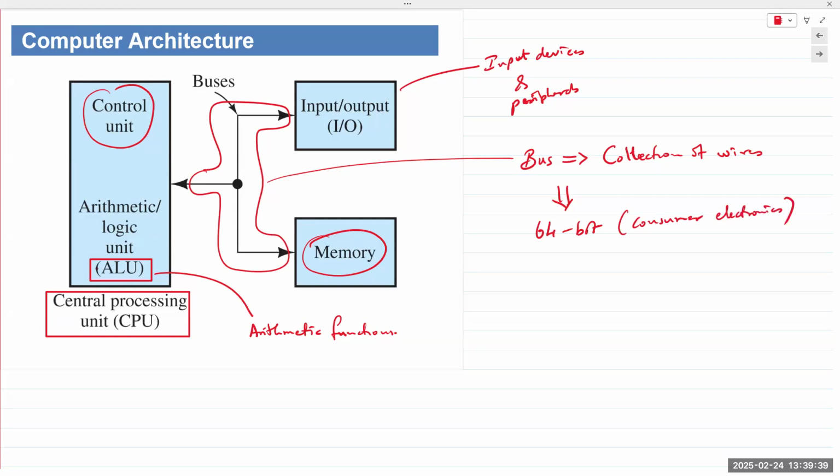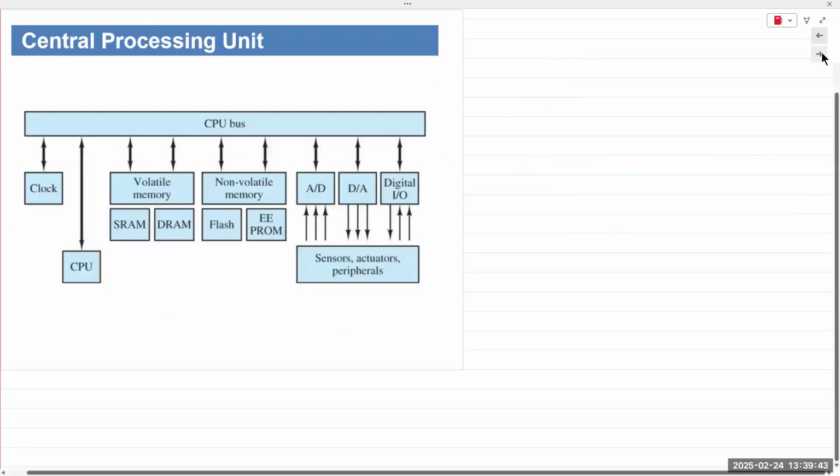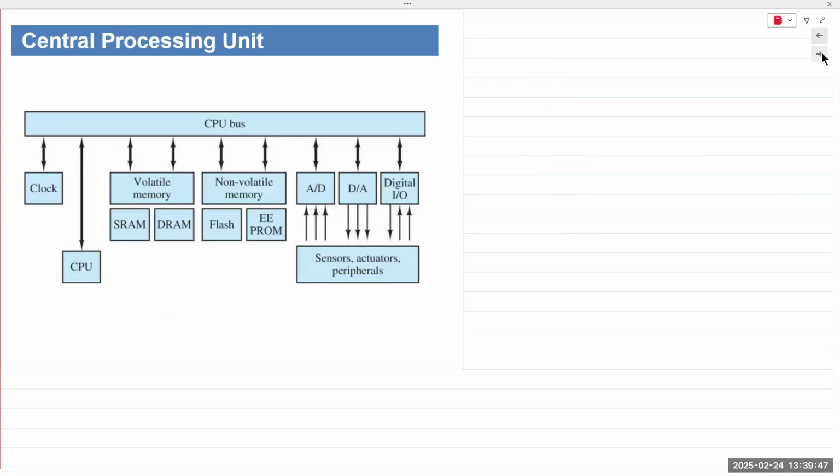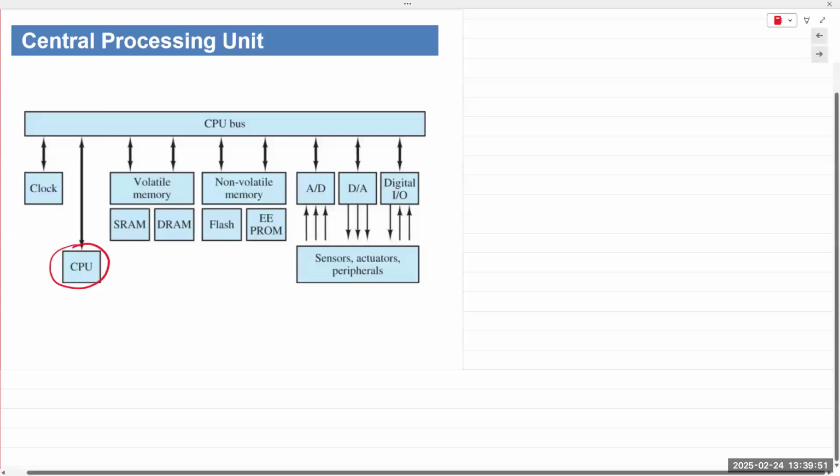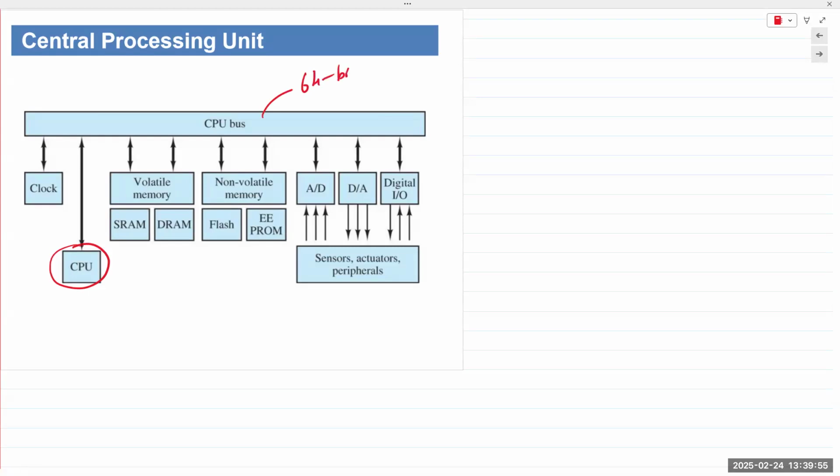Okay. A CPU interfaces with numerous components. So here's the CPU, here's the main CPU bus. It interfaces with memory. It interfaces with AD converters, DA converters, and then external sensors and peripherals.